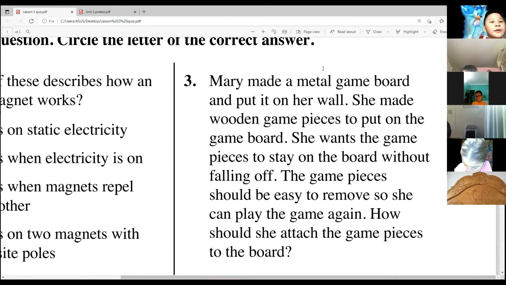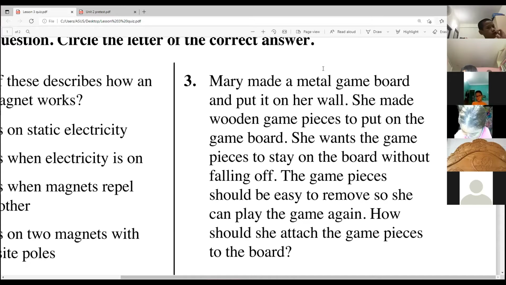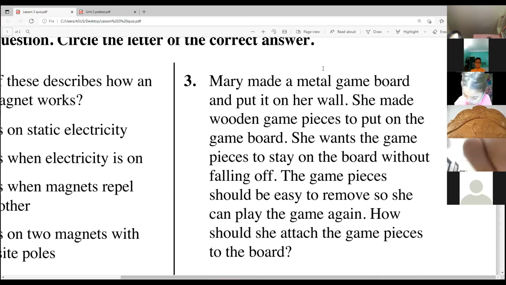Mary made a metal game board and put it on her wall. She made wooden game pieces to put on the game board. She wants the game pieces to stay on the board without falling off. The game pieces should be easy to remove so she can play the game again. How should she attach the game pieces to the board?